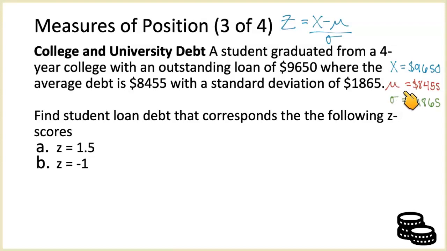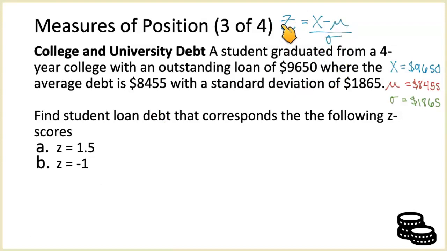So in the previous problem, this average of 8,455 represents a z-score of 0, right? If I let this number be my x and my mu, 8,455 minus 8,455 divided by this number is going to be 0. So what we would like to determine is how much student loan debt would a student have if their relative position compared to the average was 1.5 standard deviations above average or 1 standard deviation below average.